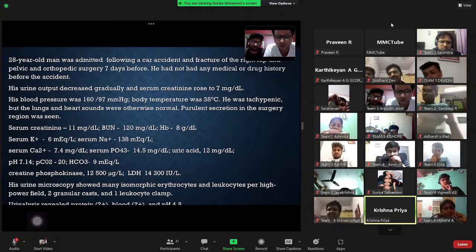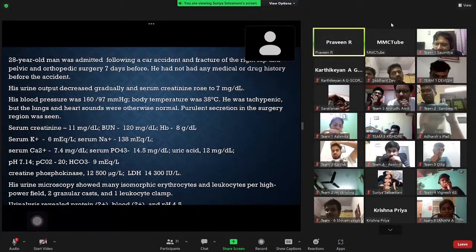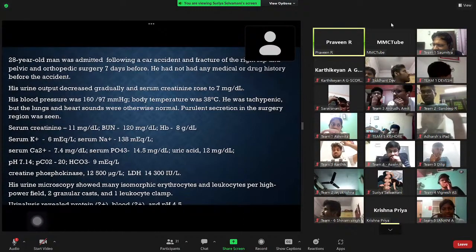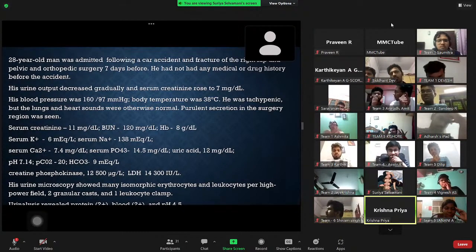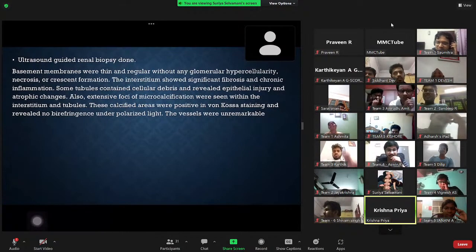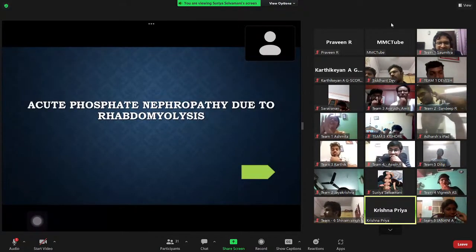No, it's the wrong answer. Team 4 and team 6, what did they answer? Team 6 has written rhabdomyolysis-induced pre-renal AKI. Team 4 has written acute phosphate nephropathy. I think both are correct. It's basically a crush injury causing elevation of phosphate levels, and there was calcium phosphate deposition seen in the renal biopsy.